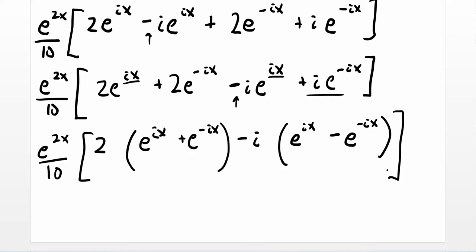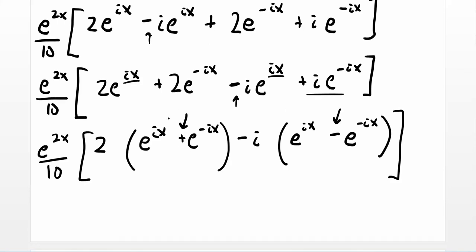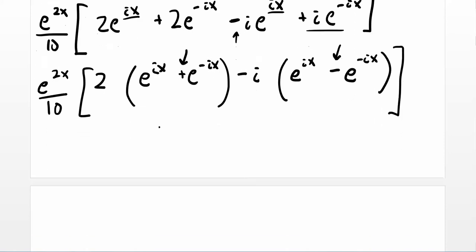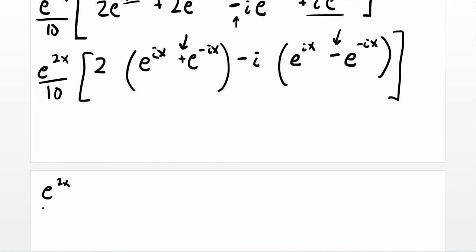So again, you look at the sign here in between. This tells you where you're going. If it's a plus, you're going to try to get back to cosine. If it's a minus, you're going to try to get back to sine. So drop down e to the 2x over 10. Okay, so to get back to cosine, we need to have a 2 on bottom, so we're going to multiply it by 2 over 2. And here, to get back to sine, we have to have a 2i on the bottom, so multiply by 2i over 2i.